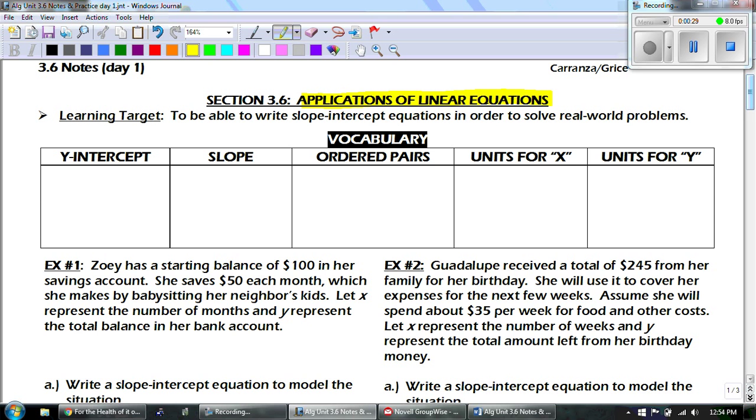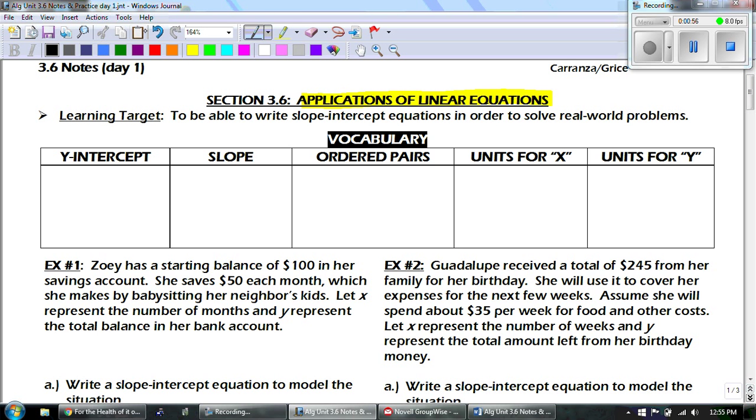Each of these words, the y-intercept, the slope, ordered pair, units for x, units for y, they're all hidden. They're just not going to straight out tell us, hey, the y-intercept of the problem is $50. No, it's going to be hidden within the words, and you have to take the context of the questions to figure it out. So let's go through these.